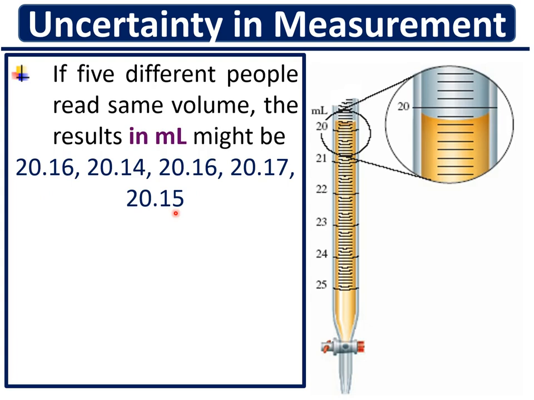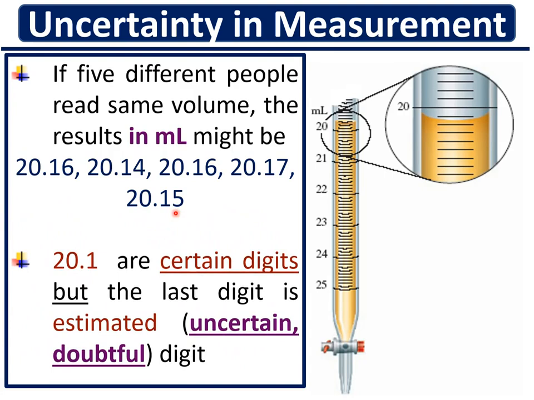Can you add any other number here after the third decimal position? Can we add anything? We cannot, actually, because the machine here cannot read more than one doubtful digit. So usually the burette cannot read more than the hundredth position. So the 2, 0, dot 1 are certain digits, but the last digit is estimated, or said uncertain, a doubtful digit.